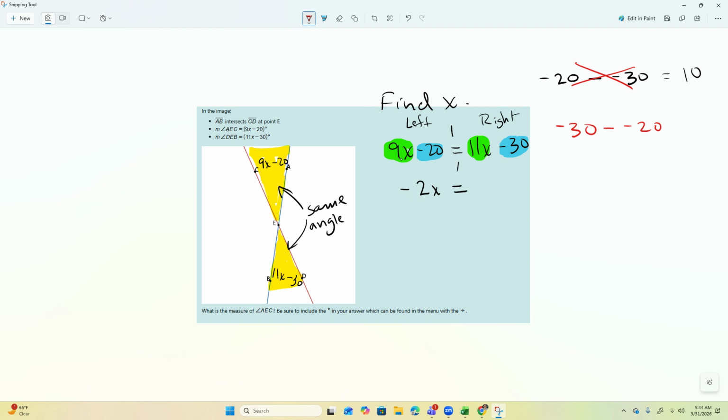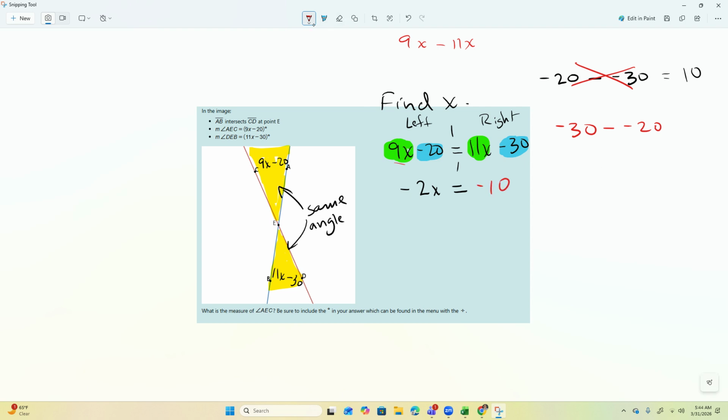So if you want the letters on the left side, you're going to do 9x minus 11x. That's how you get negative 2x. And you want the numbers on the right side, you're going to do negative 30, take away negative 20. That's how you get negative 10.